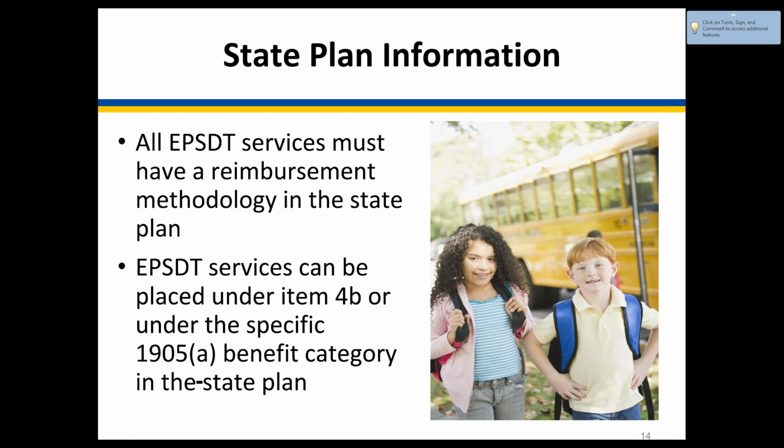Next slide, please. And when it comes to finding EPSDT services in your state's Medicaid state plan, the services can either be placed under item 4B, as in beta, which is the EPSDT benefit section of the Medicaid state plan, or the services may be under each specific 1905A benefit category within the state plan. All EPSDT services must have a reimbursement methodology in the Medicaid state plan. So if you're looking for a specific service and you can't find it on the coverage pages, it might be worth checking the 4.19-B reimbursement pages of the state plan to see if the service is listed there. All right, next slide, please.